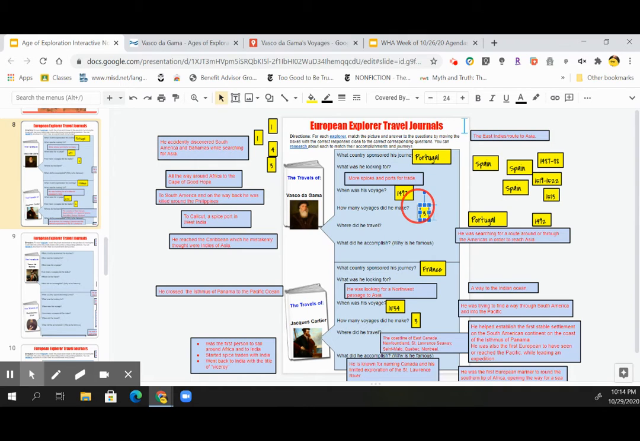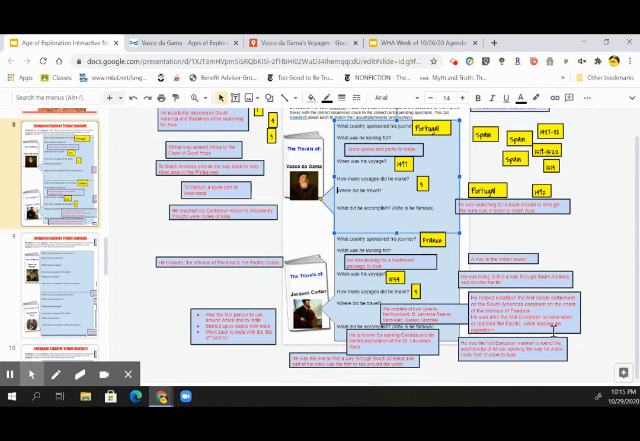There we go. Like so. Where did he travel? And we can actually straighten this out and move that up a little bit. Where did he travel? So we're looking through these. Which one was best talked about in terms of where did he travel?